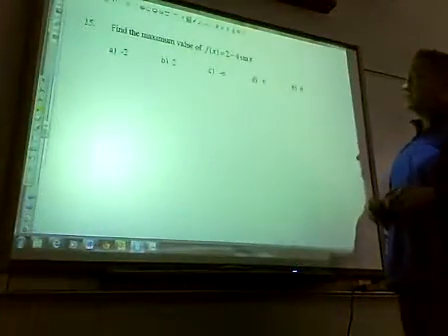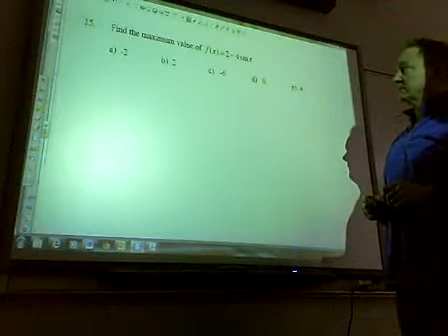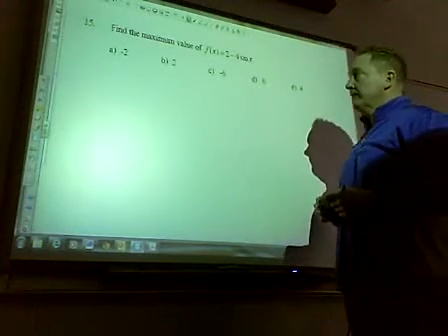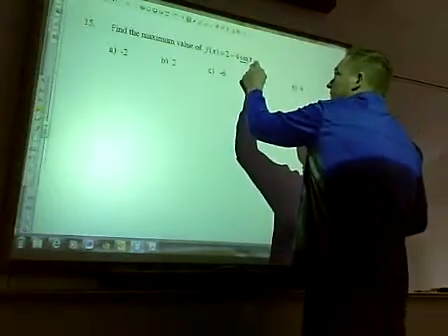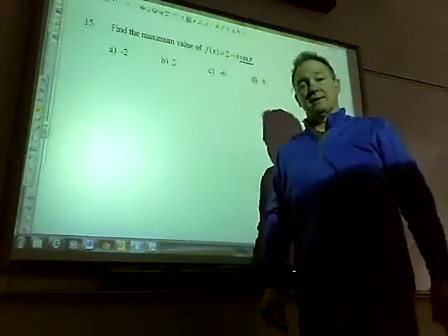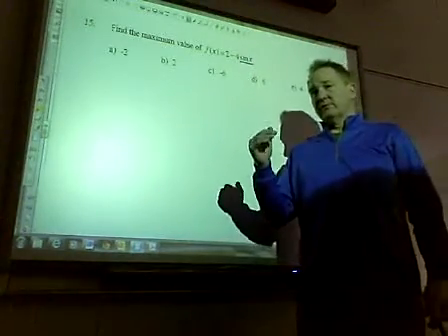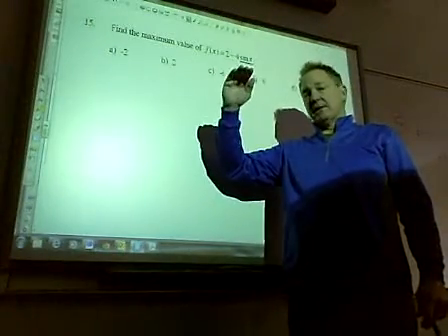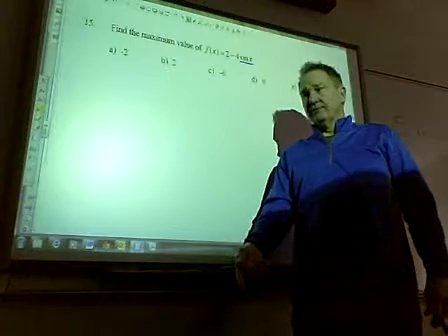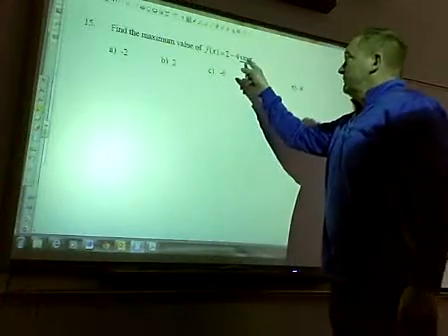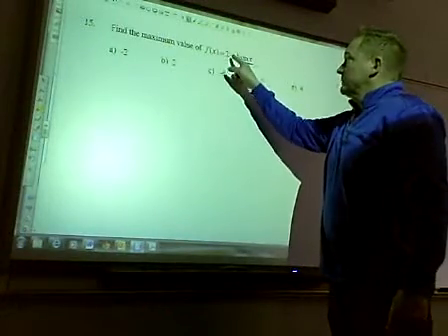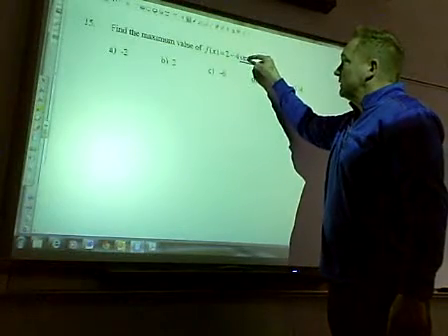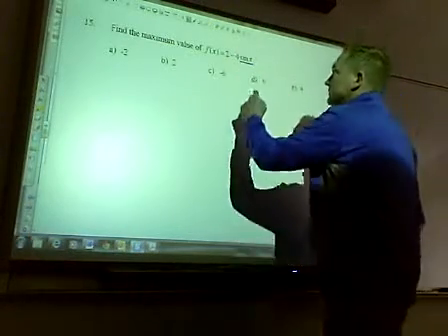Find the maximum value of f of x equals 2 minus 4 times the sine of x. Alright, well, if you think about what values could be plugged in there for the sine of x. Sine of x, if you remember your trig stuff, the biggest value we can ever get for the sine of x is positive 1. The smallest is negative 1. So, what value would make this function as big as possible? Well, because we're multiplying it by negative 4, if we had a negative 1, it would actually create the biggest possible value.